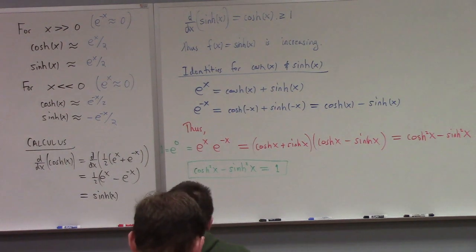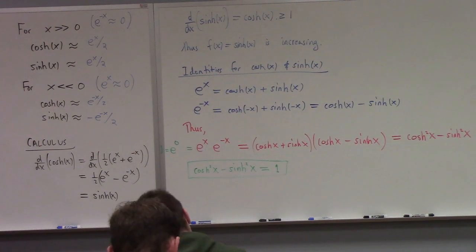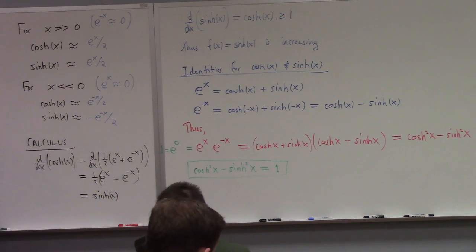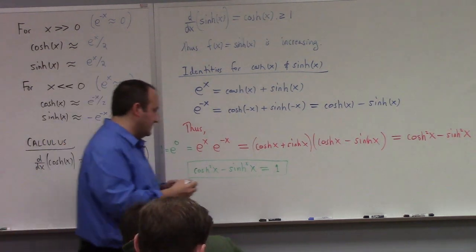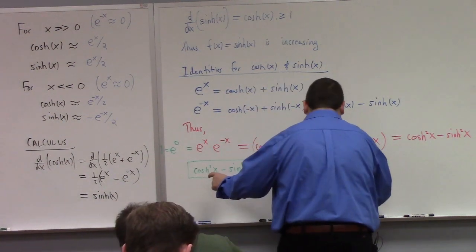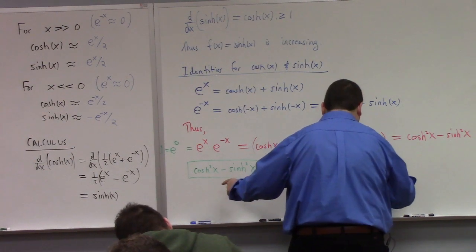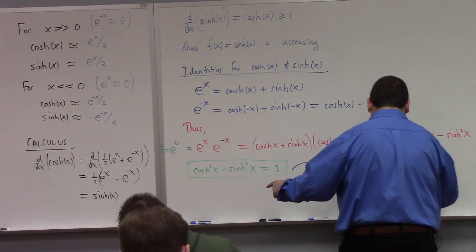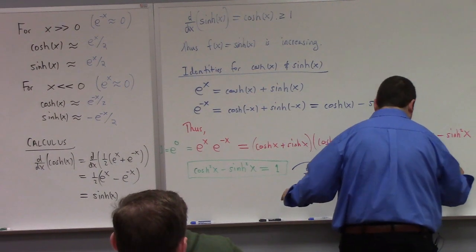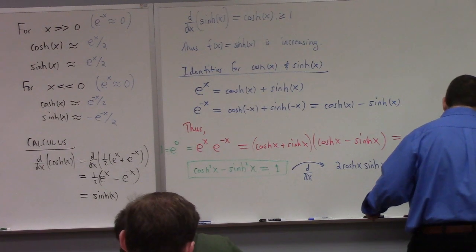What could we do to this identity to discover perhaps other identities? One fun thing we could do would be to differentiate it and see what happens. How would you differentiate? So I would get 2 cosh x sinh x, minus 2 sinh x cosh x, equals d/dx of 1, which is of course 0.